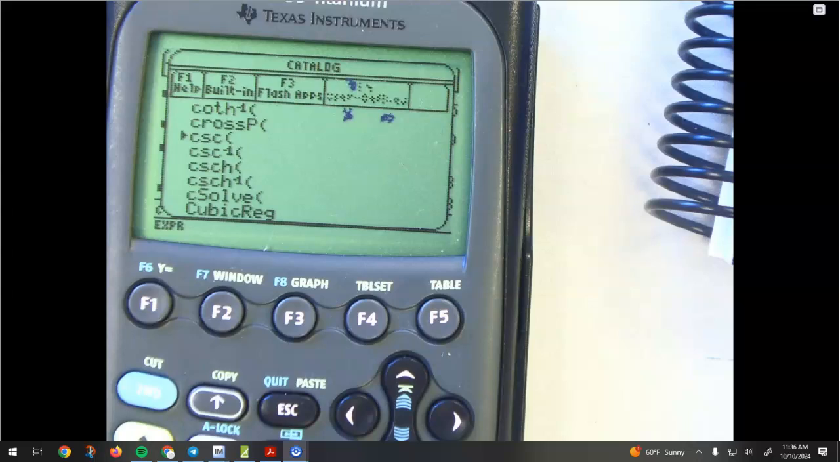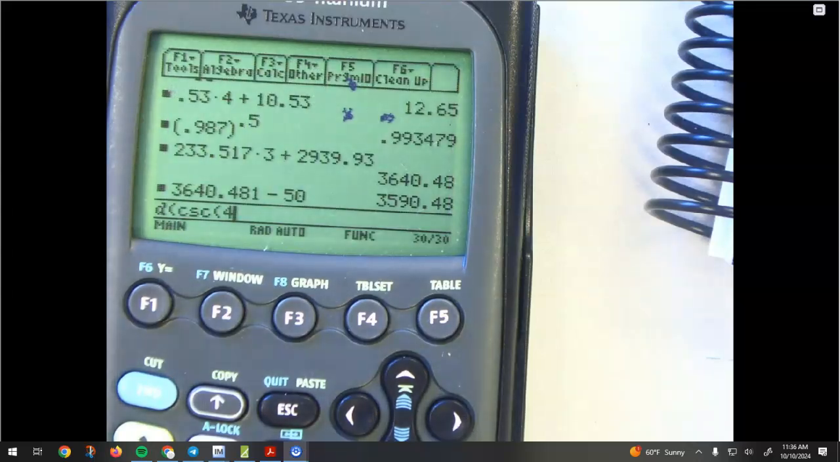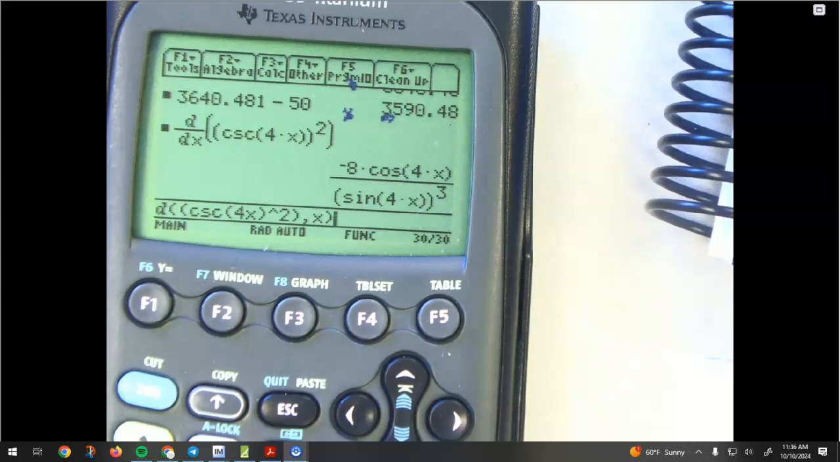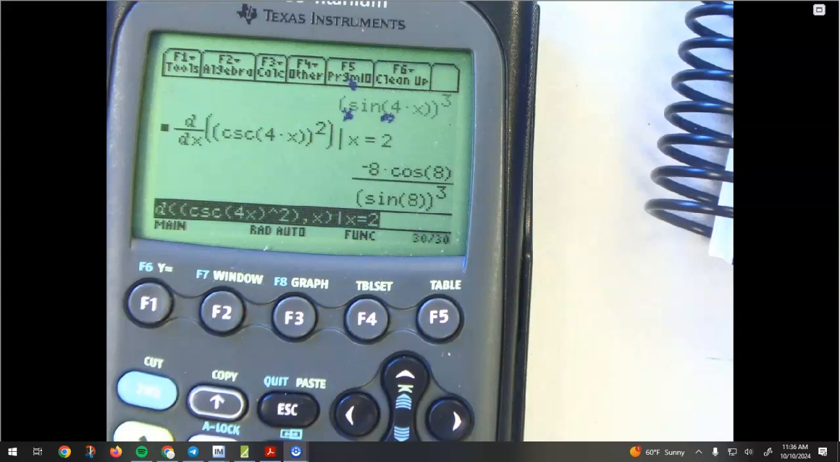There's cosecant of 4x. But we have to square that whole thing. So then we're going to say comma x. And then, I don't really even care about that. And then I'm going to plug in x equals 2. So remember we hit the vertical bar, and then x equals 2, and it'll plug you in and get you that.